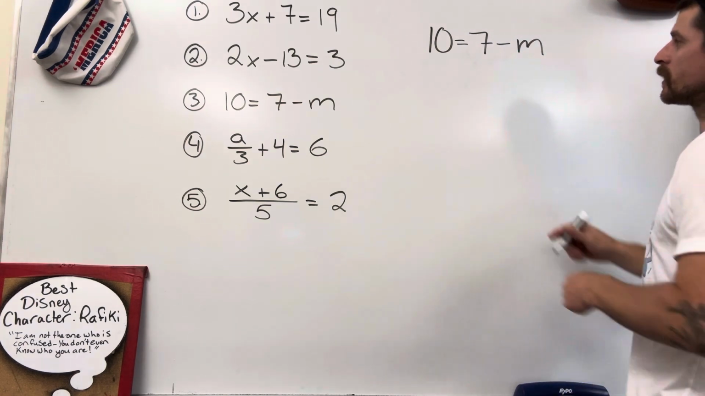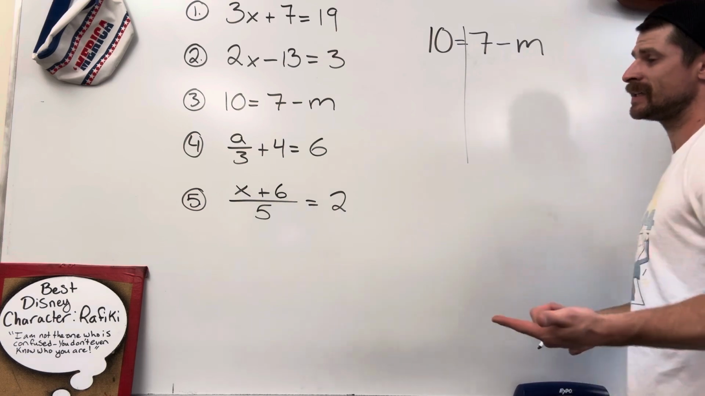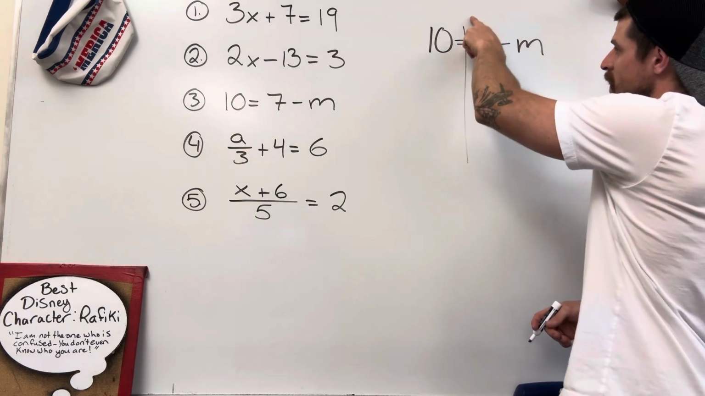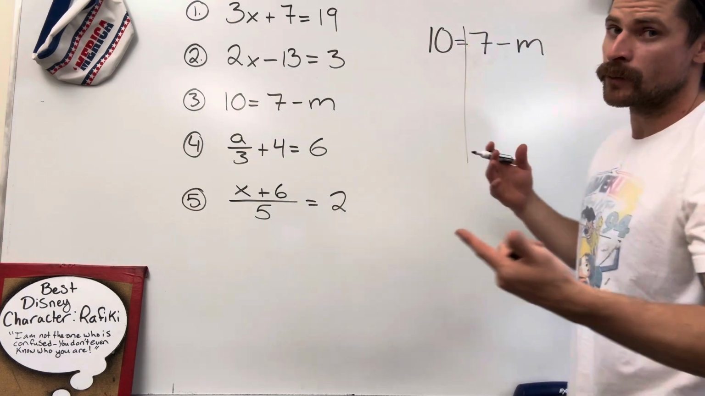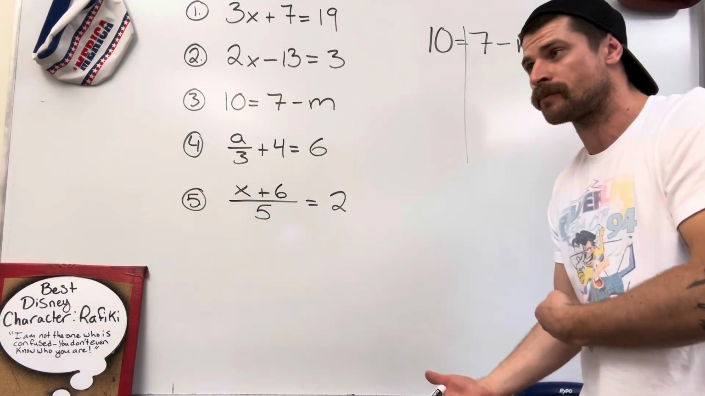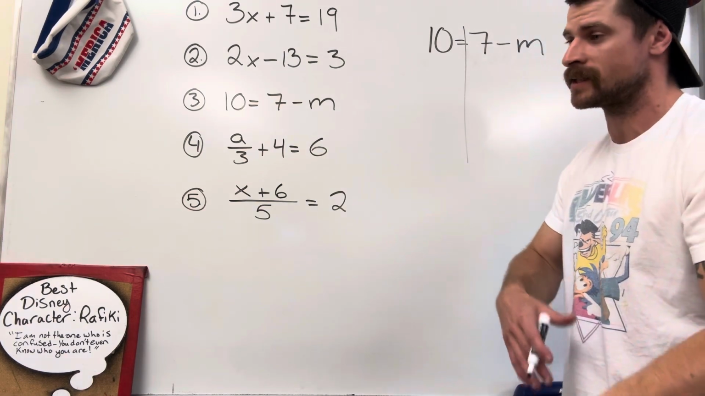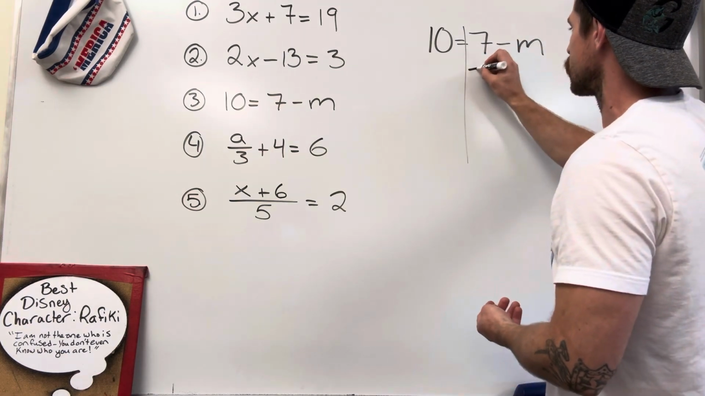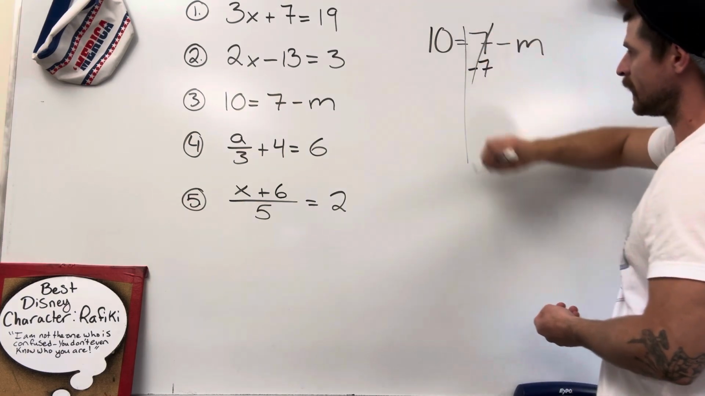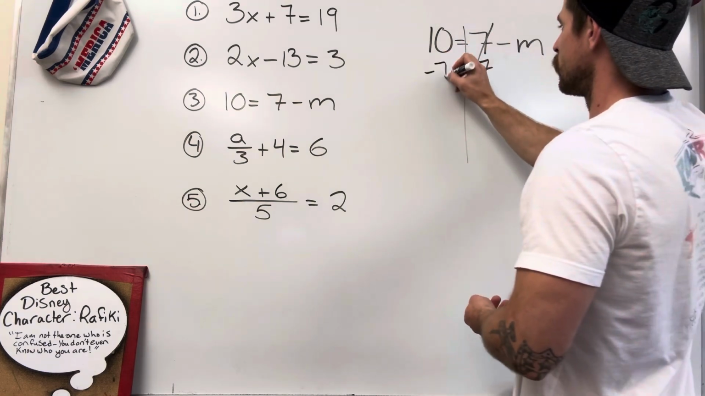Because in this problem, what you're going to see is the mistake a lot of kids make is they'll say there's a positive 7. You need to get rid of positive 7. What's the inverse of positive, or what's the opposite of positive? That would be negative. So instead of positive 7, we're going to say negative 7. Cancels. Take away 7 on the other side.